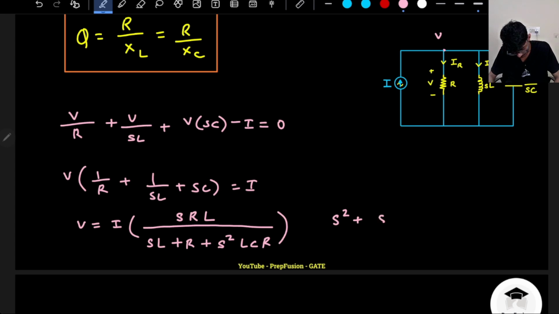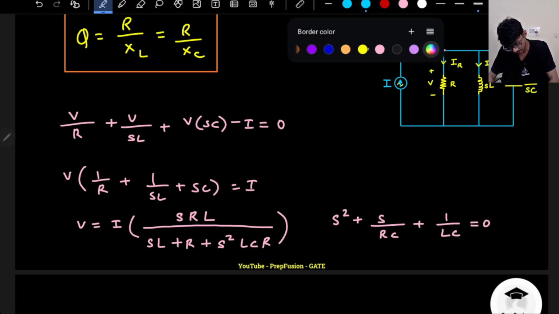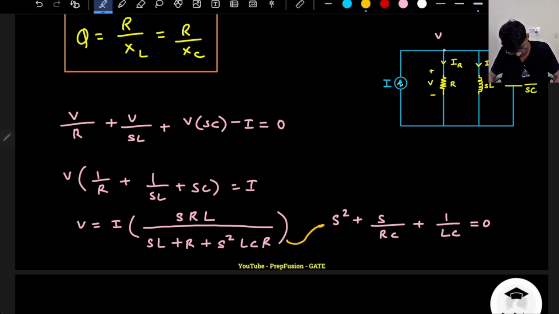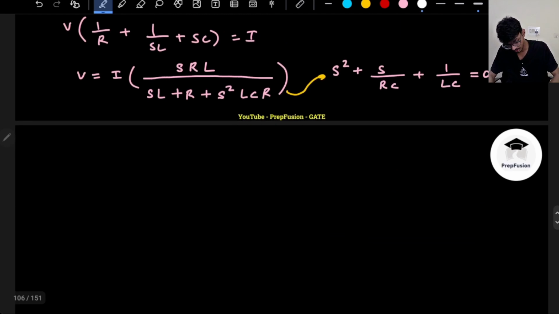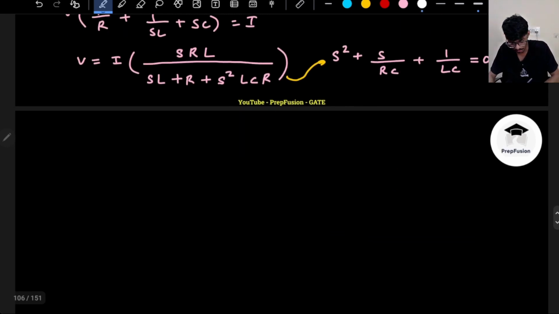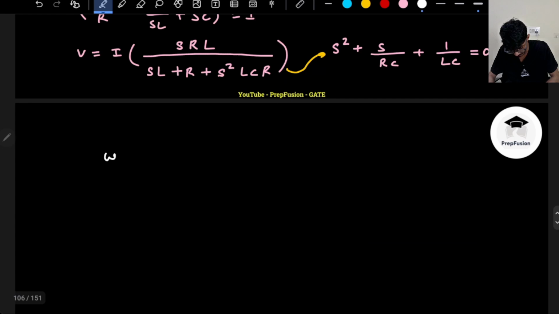So from here my characteristic equation is s square plus s divided by RC plus, R will get cancelled, 1 divided by LC equals 0. I'm just talking about the characteristic equation. So here you can write your value of zeta. Your standard equation is s square plus 2 zeta omega n s plus omega n square.